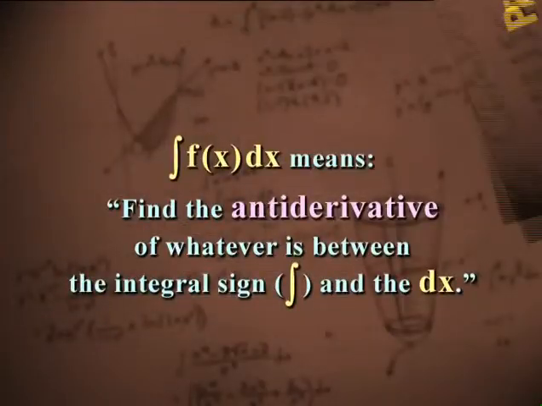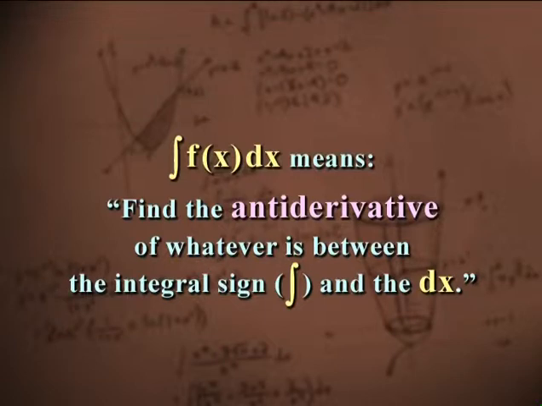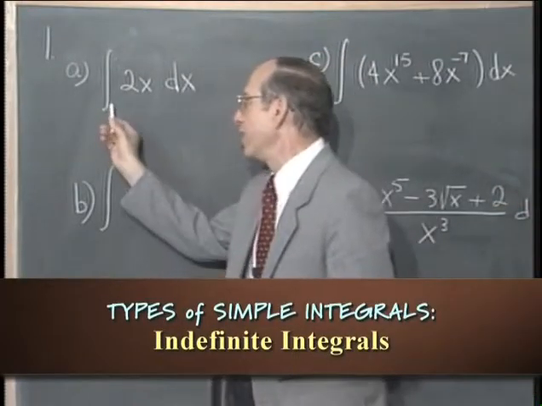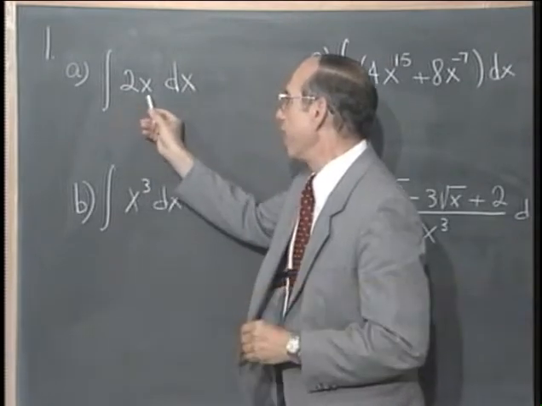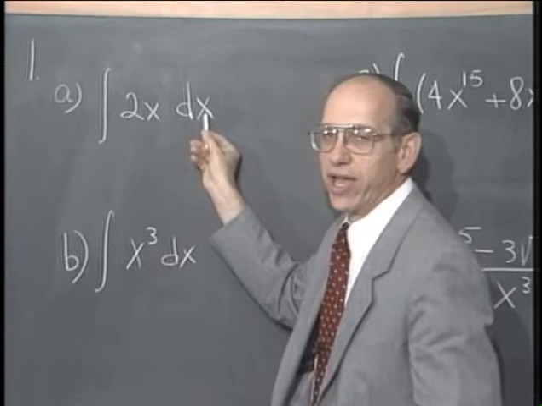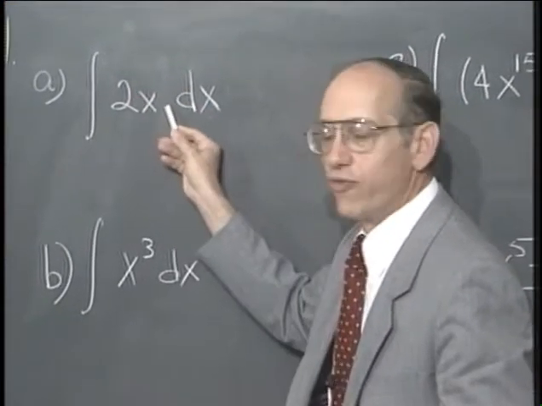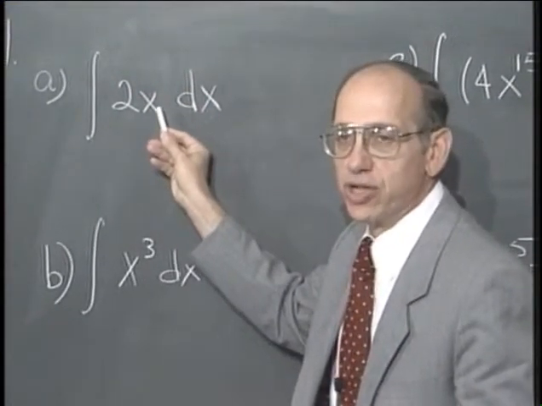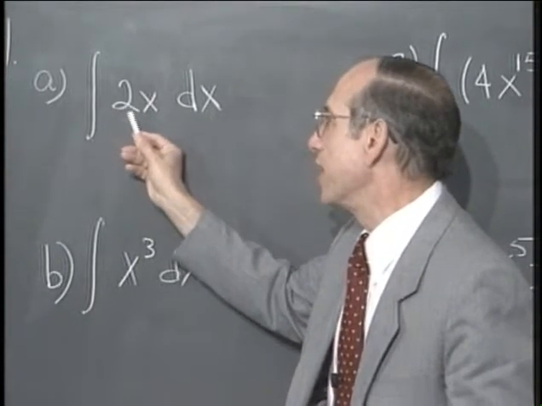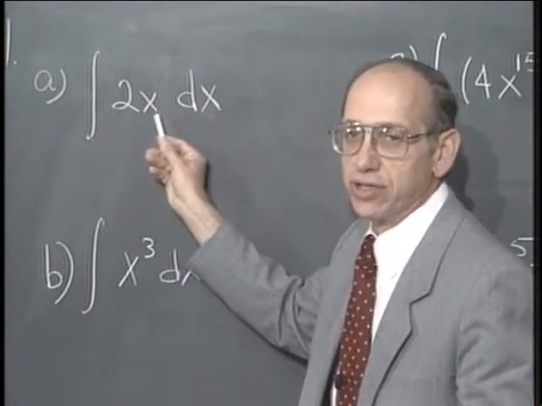The symbol integral of f of x dx means find the antiderivative of whatever is between the integral sign and the dx. Let's take a look at 1a. Here we have the integral of 2x dx. If you think of the integral and the dx as bookends, what's in between is some function, and you ask yourself the question, what function did I have to differentiate in order to get 2x as the result?